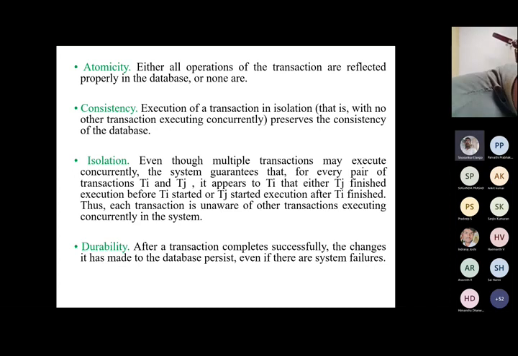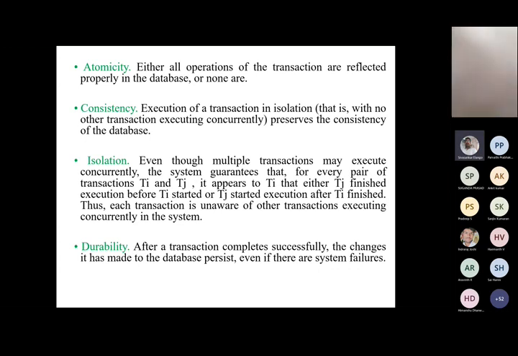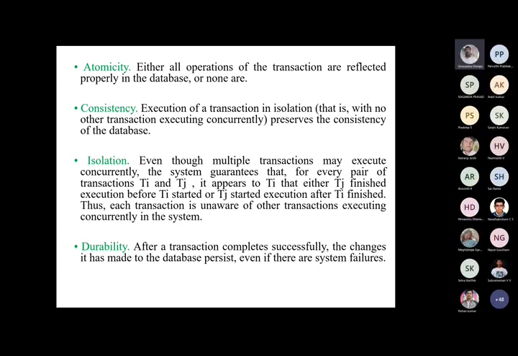So when a transaction completes successfully, the changes it has made to the database should persist even if there is a crash or a failure, right? So whenever I receive an acknowledgement, like I have booked a ticket and I got a confirmation from the system, even if there is a system crash, the database system should be able to recover the system from the point of failure. It's known as durability, right?